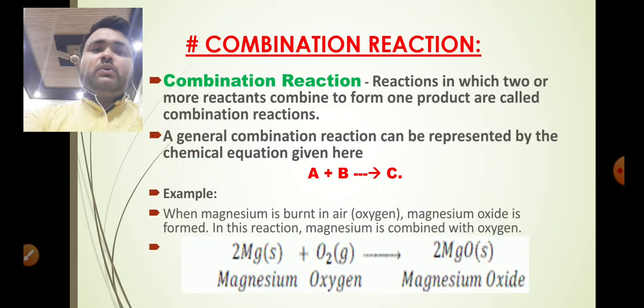Now we will look at the combination reaction. As the name suggests, when two or more reactants react together to form a single product, it is known as a chemical combination reaction. It can be represented simply as: when A and B both react, they form a single product C. For example, when magnesium reacts with oxygen, it forms magnesium oxide. So here we have two simple reactants reacting to form a single product.